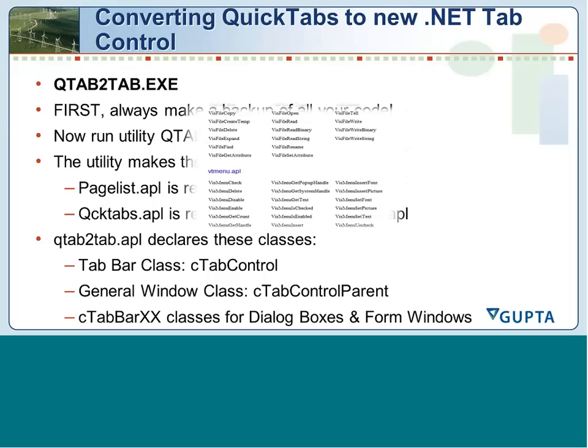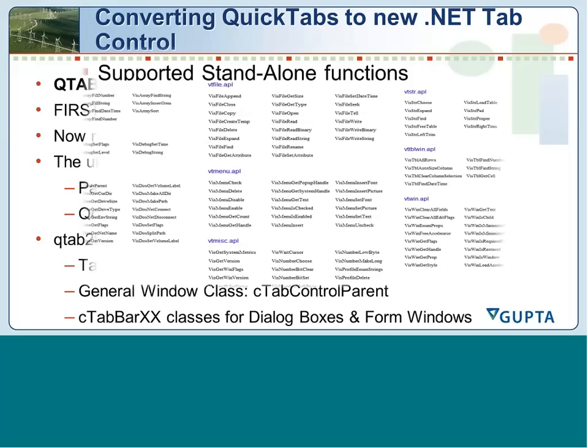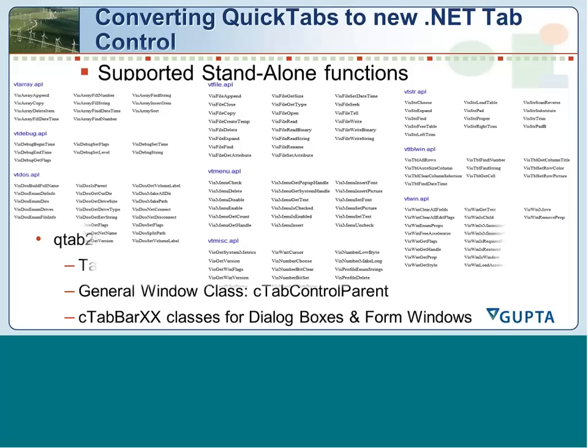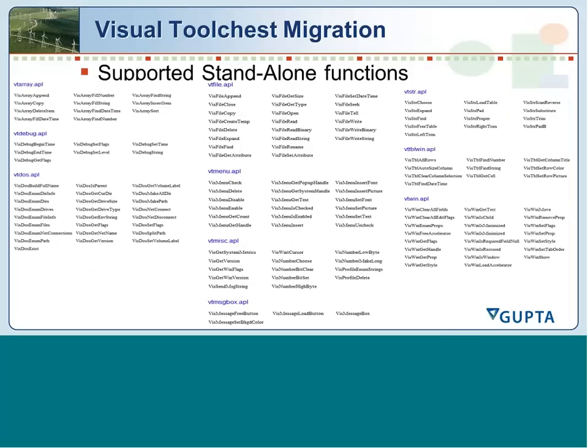Here is a list of supported standalone functions from Visual Toolchest. You get this list in our white papers, and you get a lot of information on our web page: what is supported, what is no longer supported, why it's not supported, and so on. I don't want to go through this list because maybe you don't use them, or maybe you use them only in parts, and maybe nothing inside the list is unsupported for you.